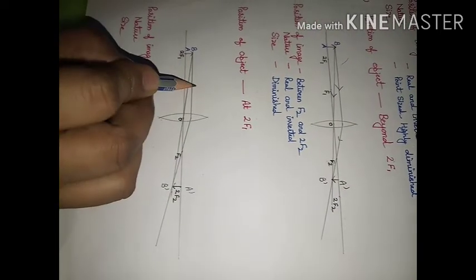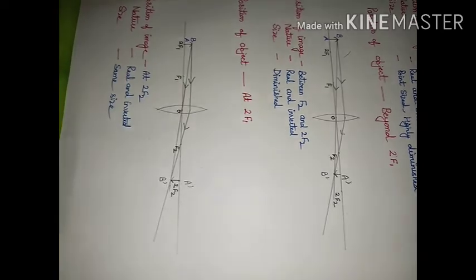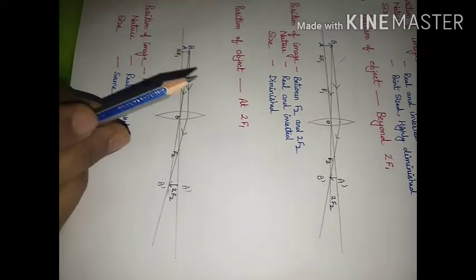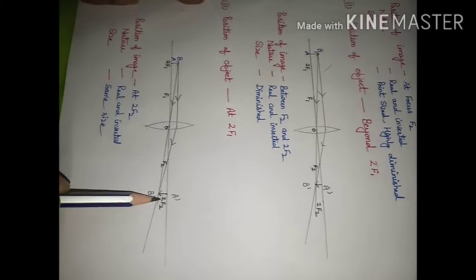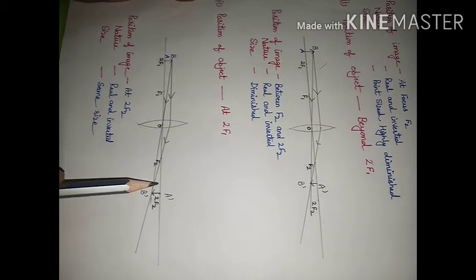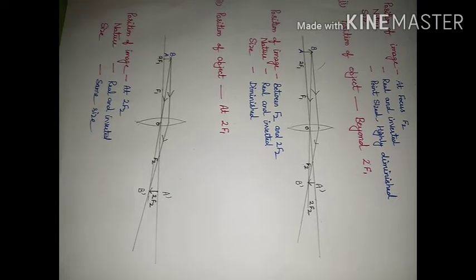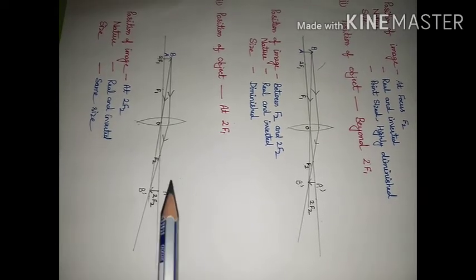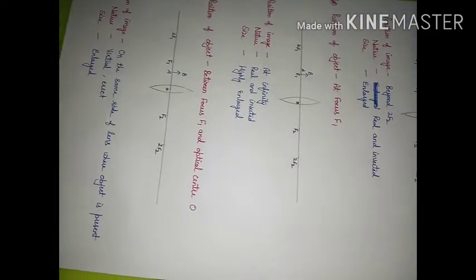In this case, this is arrow and this will be arrow. So when the object is kept at 2F1, image formation will be at 2F2. Nature of image will be real and inverted, as you can get it on the screen, and size will be same as the size of the object. So these are three ray diagrams which are related with image formation in case of convex lens.